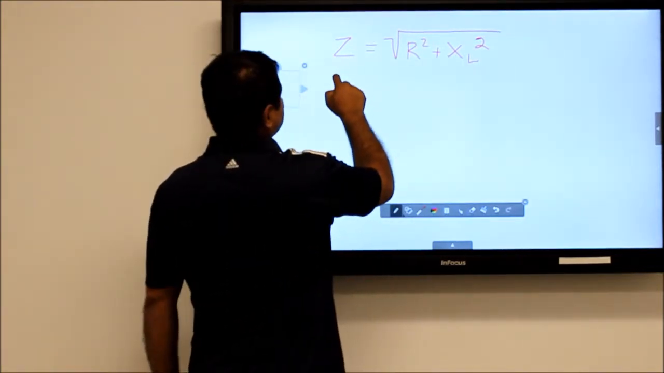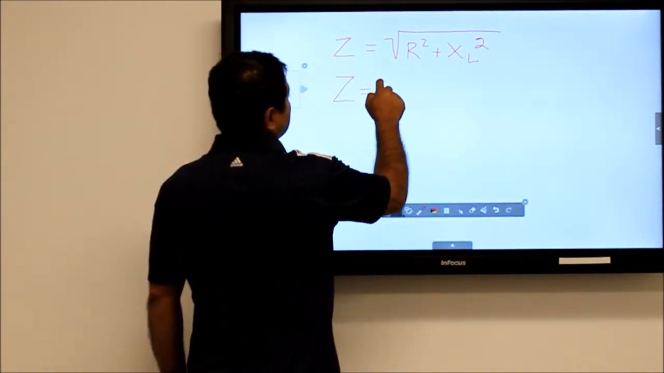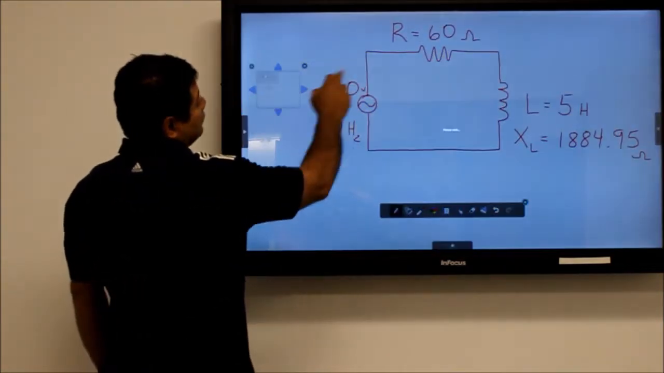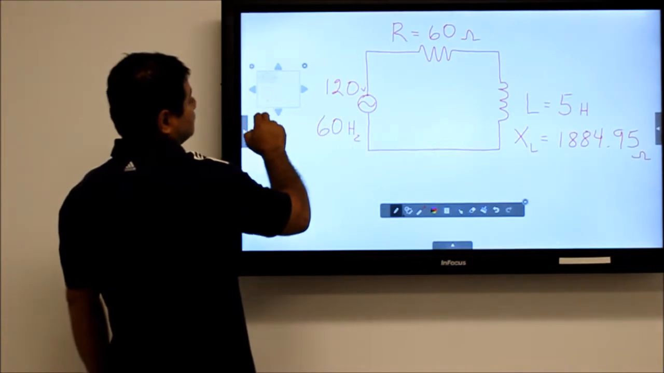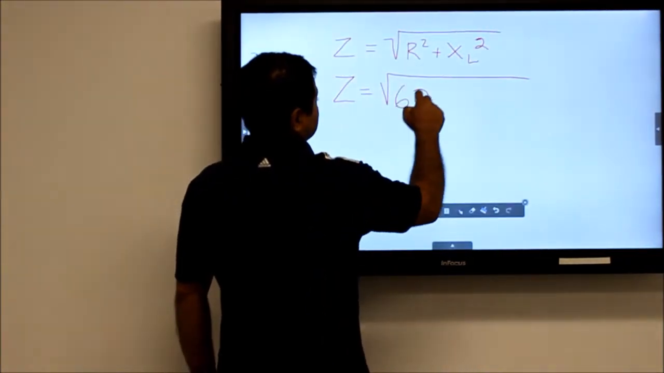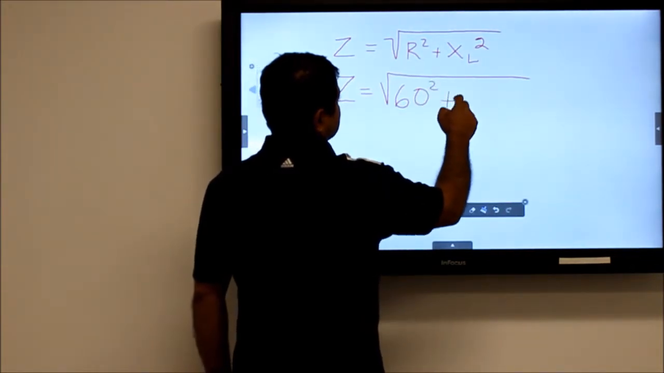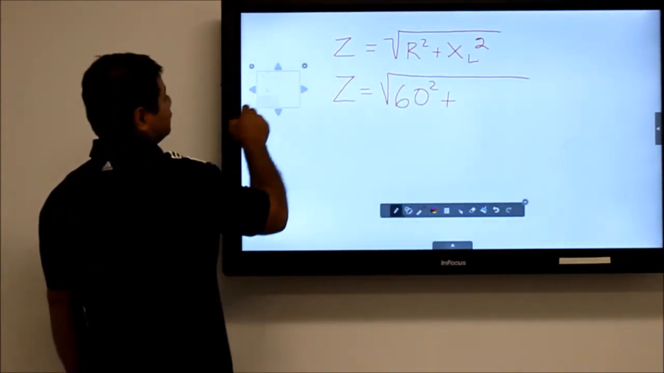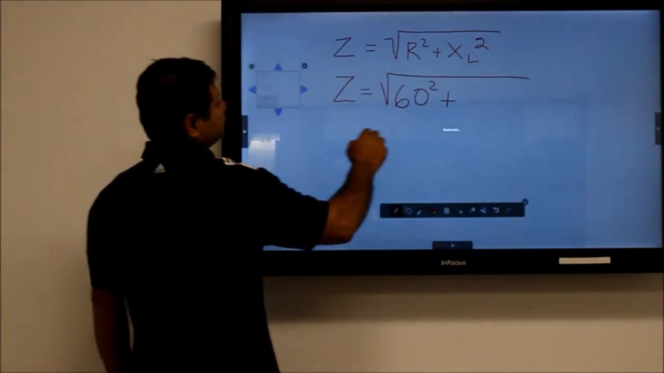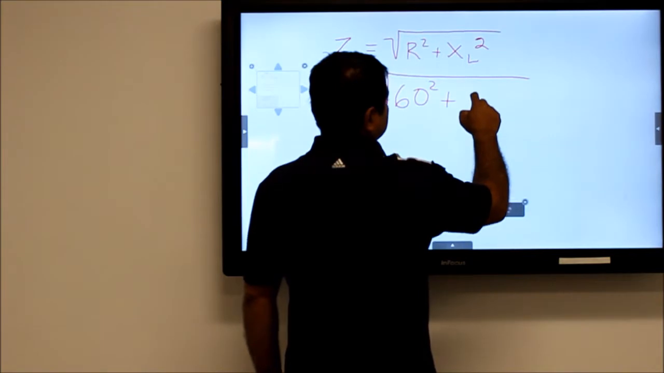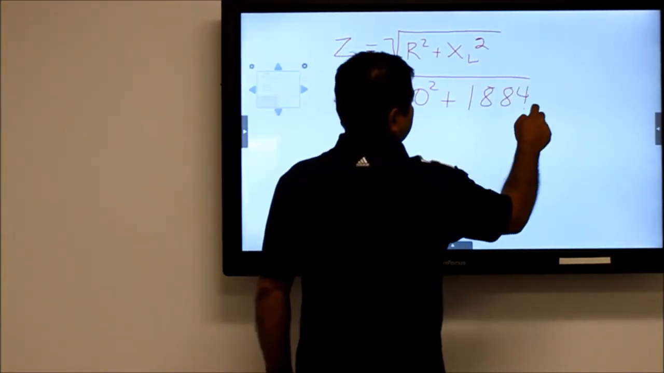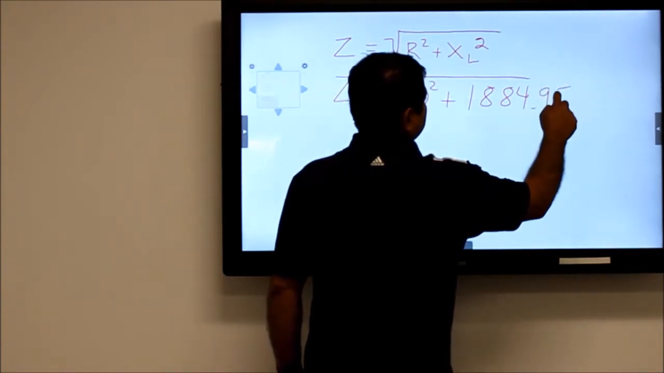So let's go ahead and replace our values. The ohmic value for the resistor was 60 ohms. So I'm going to replace it. 60 ohms squared plus the inductance reactance for the inductor, which is 1884.95. Don't forget to square it.